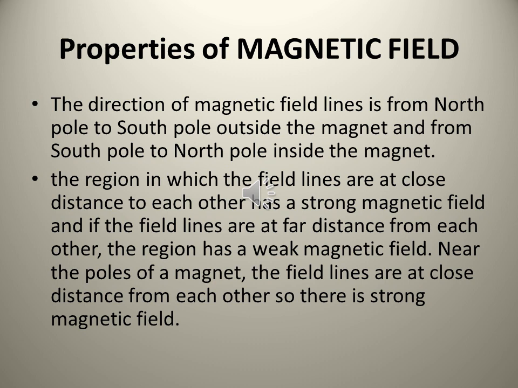So we can say that strength of magnetic field can be described in terms of closeness of the magnetic field lines. If the magnetic field lines are closer, then at that point field strength will be more. Near the poles of the magnet, field lines are at close distance from each other. So there is a strong magnetic field.